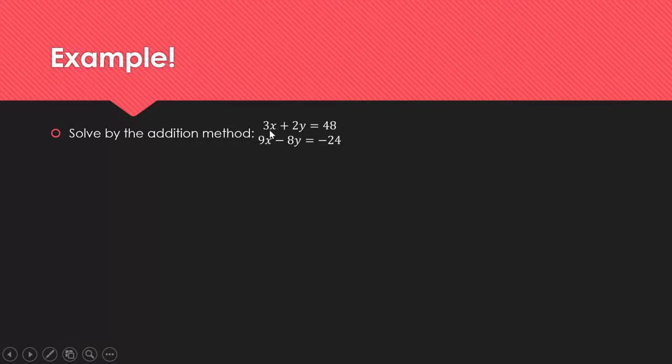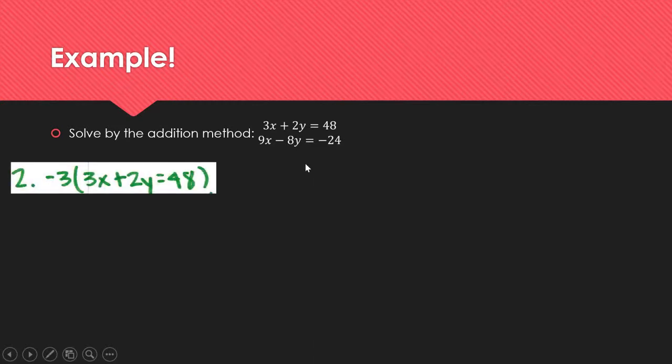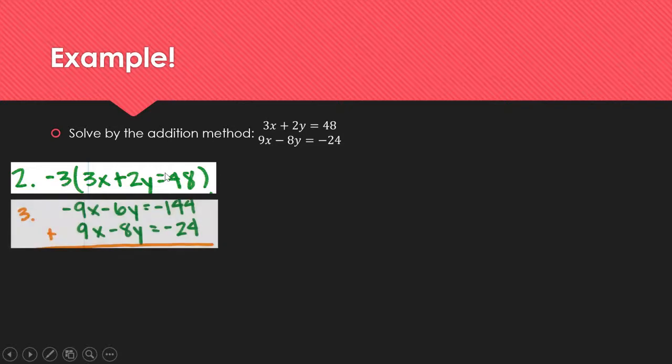If I want to match the x's, I'd multiply by negative 3. If I want to match the y's, I'd multiply by positive 4 because I want them to have opposite signs. So I'm going to multiply it by negative 3. Okay, I don't have to do step 1 because they're already lined up. I have whatever x, whatever y equals whatever. So I multiply the top by -3. That gives me -9x minus 6y equals -144.